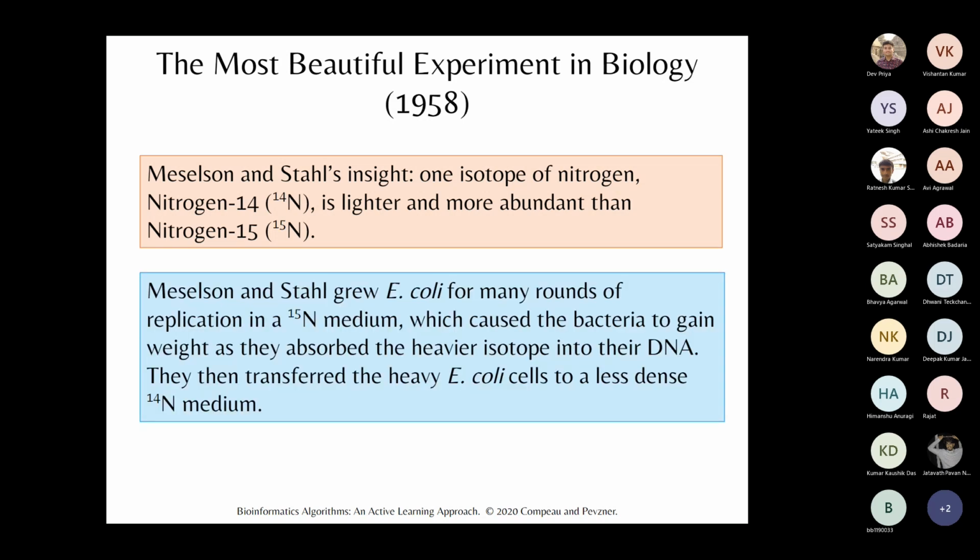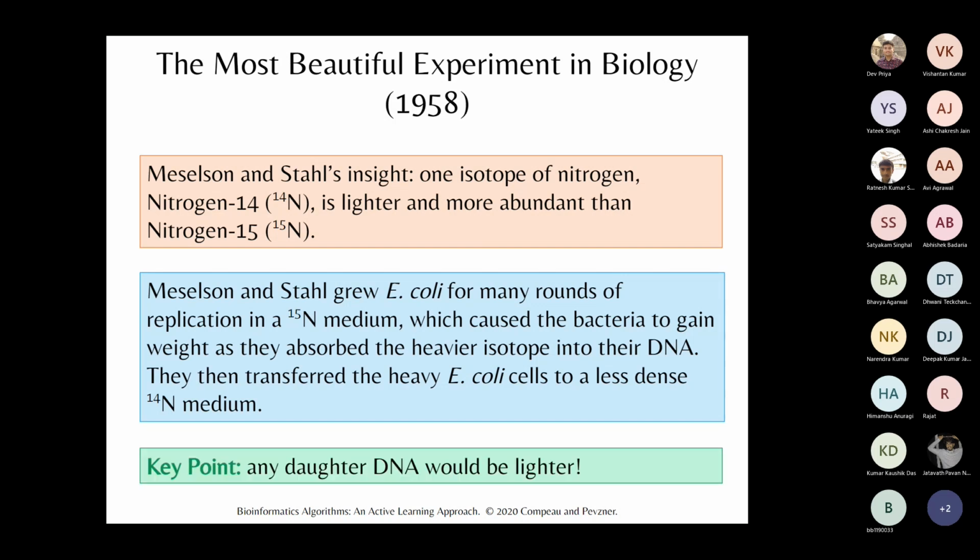So what Meselson and Stahl did was they grew E. coli for many rounds of replication in the normal medium, which has N15. So basically all the bacteria now gain weight, the weight of the DNA being proportional to having N15, the heavier isotope, in their DNA. Then they transferred the E. coli with heavy DNA into the N14 medium. So now whatever new DNA is made is going to have this lighter nitrogen in it.